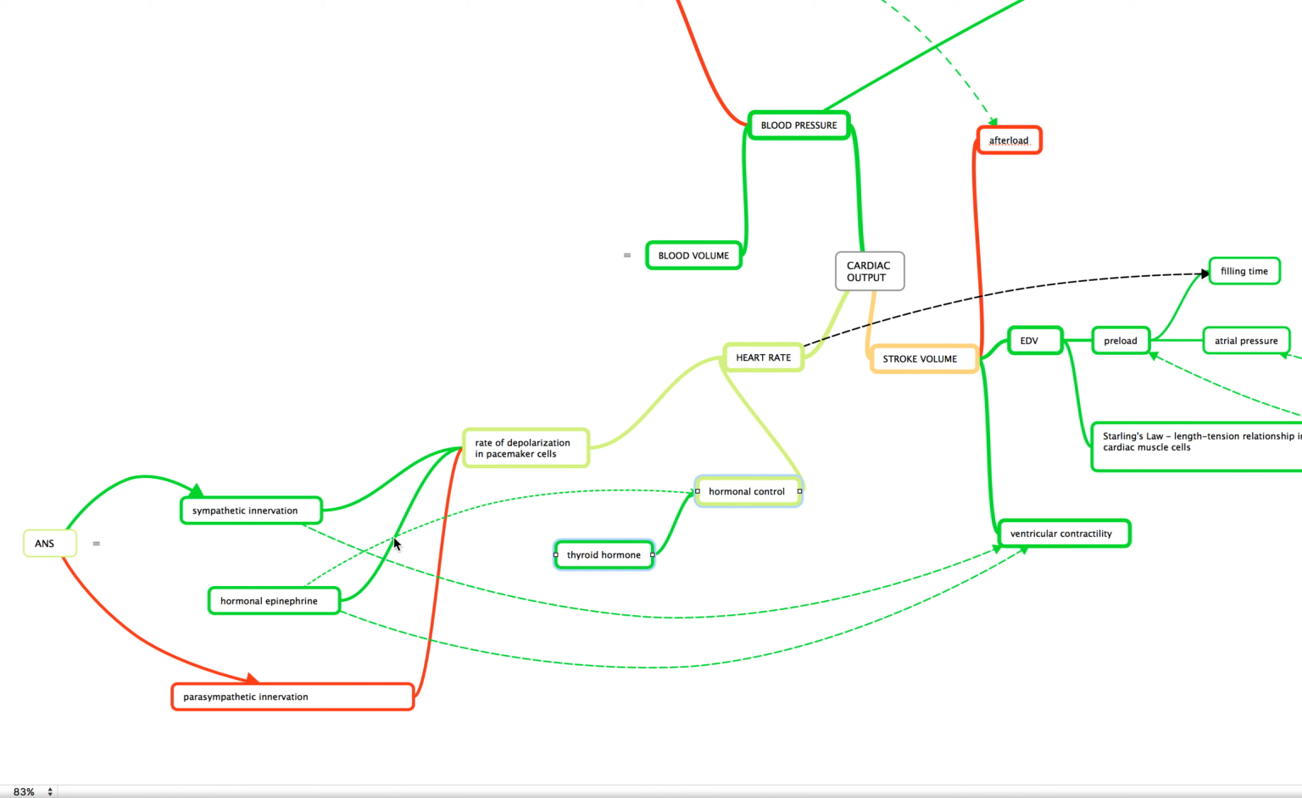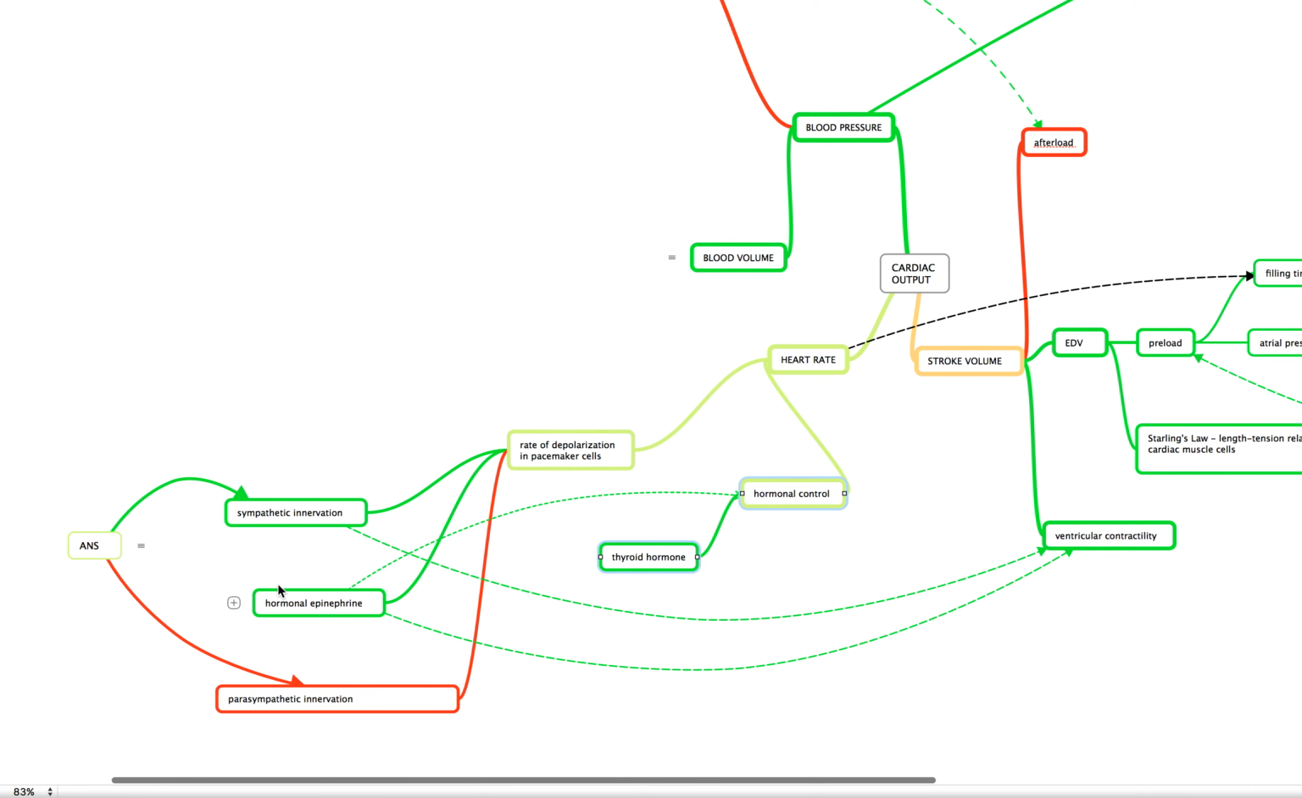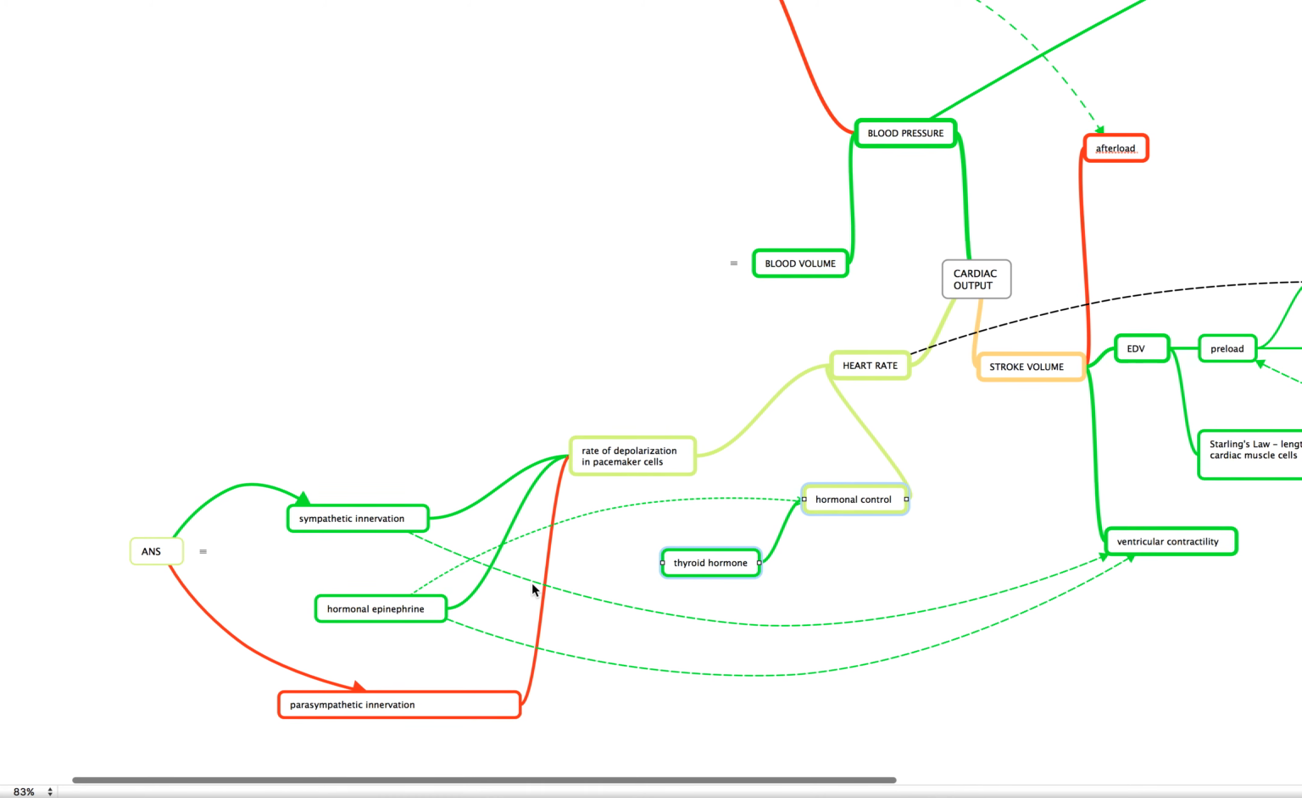So, and then to go back, remember this whole ventricular contractility that we talked about? That was because of what the sympathetic nervous system is doing or hormonal epinephrine is doing. And then we said that the hormonal epinephrine is an example of hormonal control. Of course, it was started by nervous system control, but okay, so we have done all of this.